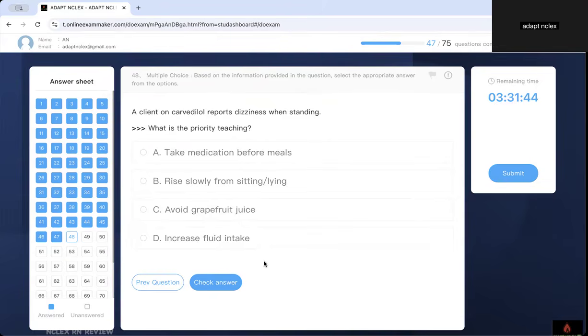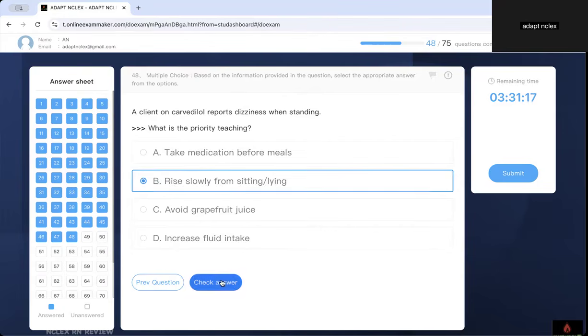Orthostatic. What do you teach them? Take the medication before meal. Does that answer the question about orthostatic? Rise slowly from sitting and lying. Oh, that's saying something about orthostatic. Avoid grapefruit juice. I don't know, but it has nothing to do with orthostatic. Increased fluid intake is a distractor. You're not solving the problem. Get out slowly.